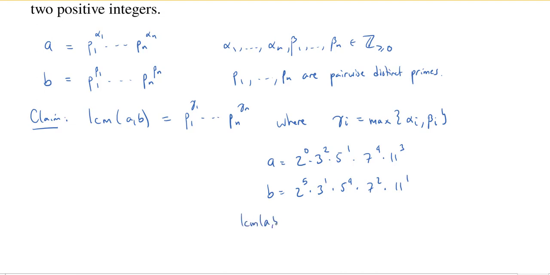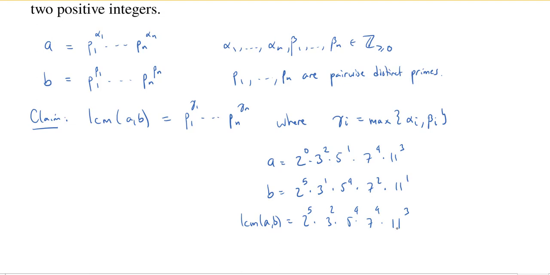So the claim is that the least common multiple of A and B will be, okay, so we can write 2, 3, 5, 7, and 11, and we'll look at the larger of the two numbers. So here's 0 and 5, the larger will be 5. Then I have a 2 and a 1, so I use a 2, a 1 and a 4, so I use a 4, 4 and a 2, again I use a 4, 3 and a 1, so I use a 3. Okay, so that's the claim. That's how I'm going to build it.